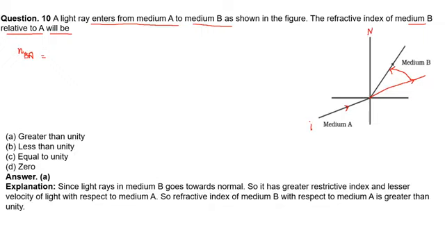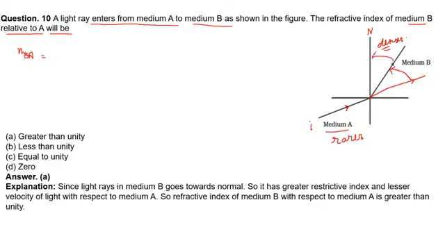Okay, so in which medium does the speed of the light decrease? In the denser medium. When light moves from a rarer to the denser medium, it bends towards the normal. This was the rule of refraction. So definitely this shows that my medium A is a rarer medium and my medium B is a denser medium, right? And because of that there is a change in the velocity. The velocity has decreased and the light is bending towards the normal.